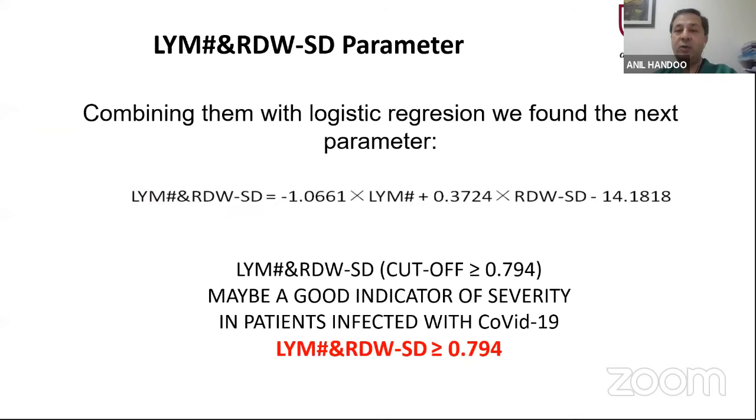And this has also been done on the basis of logistic regression, which is a statistical tool for handling it. And you can see how the formula has been derived, and they looked at a value of more than 0.794, and that may be a good indicator of severity in patients infected with COVID-19.